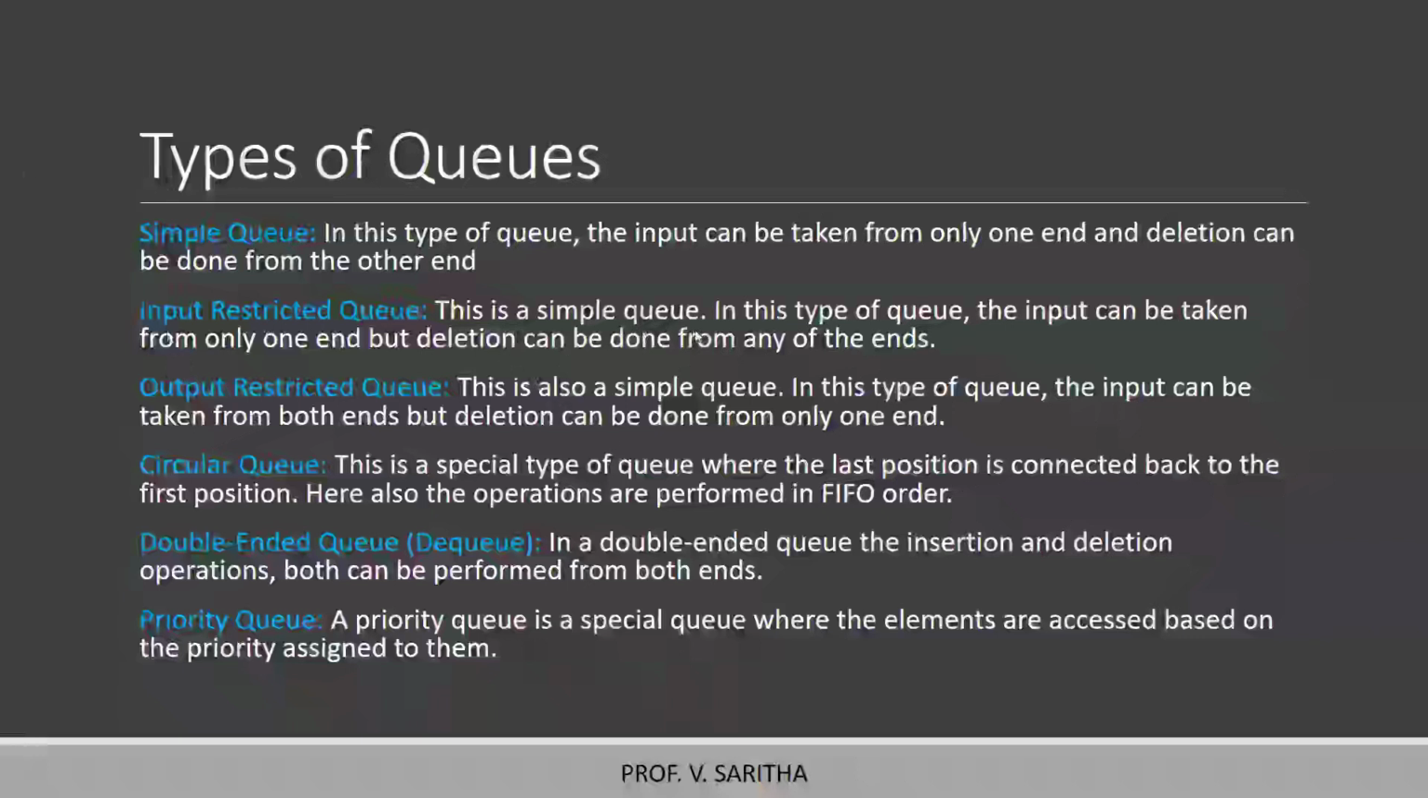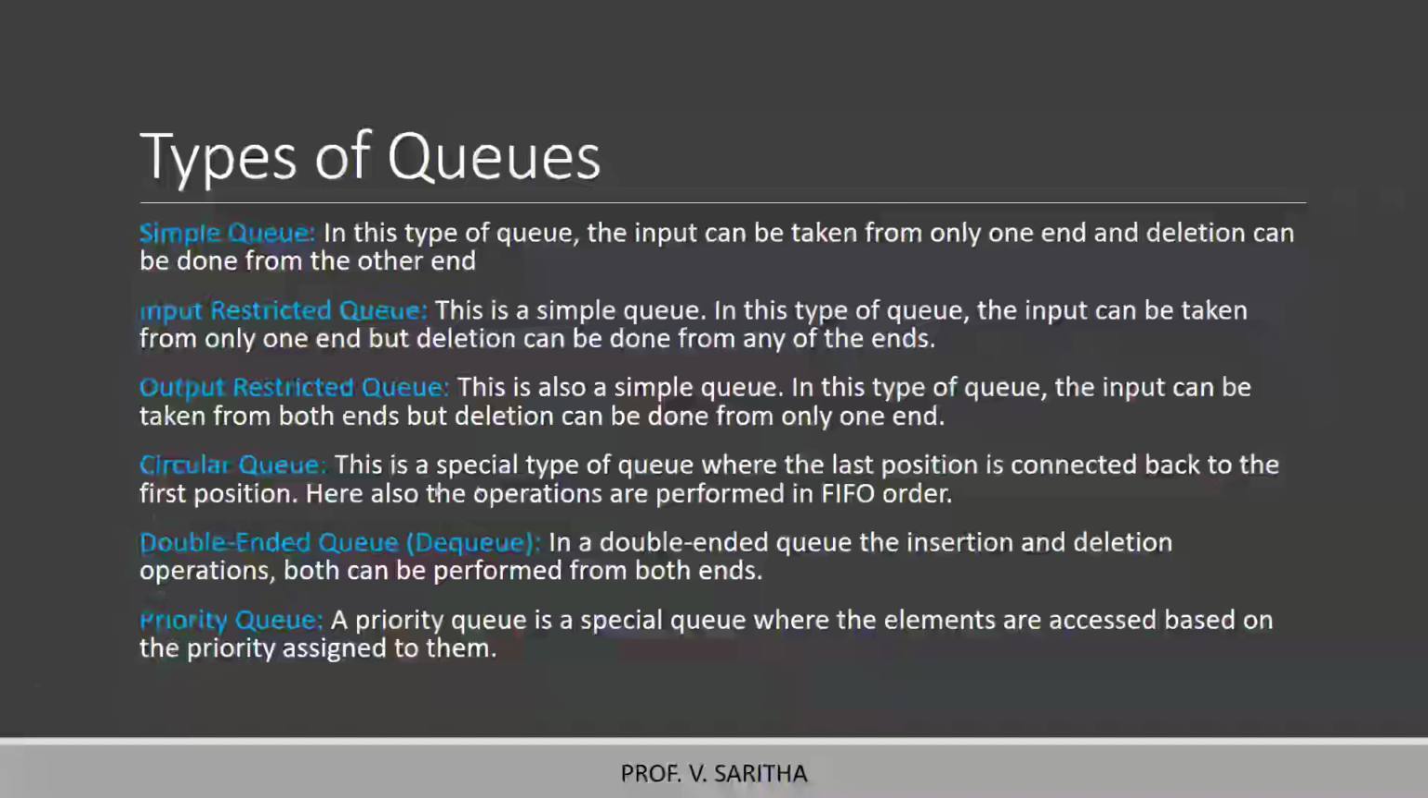Input restricted queue: in this type of queue, the input can be taken from only one end, but deletion can be done from any of the ends. Means from both the sides you can delete the element, but only from one end you can insert the elements. Output restricted queue means from both the sides you will be able to insert the element, but deletion can be done only from one end.